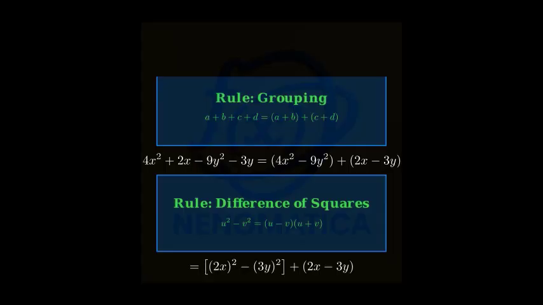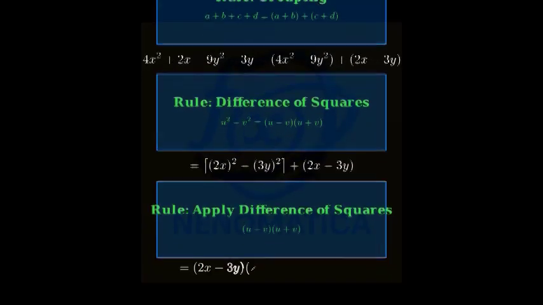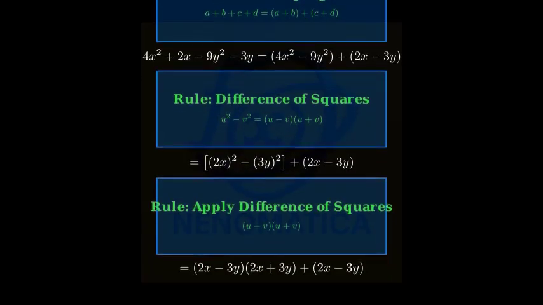Now we can apply the difference of squares formula to factor the first group. Using the formula u squared minus v squared equals (u minus v) times (u plus v), we get (2x minus 3y) times (2x plus 3y) plus (2x minus 3y).